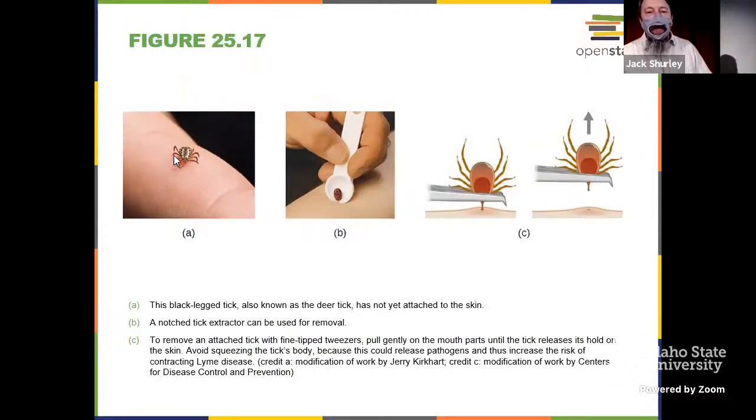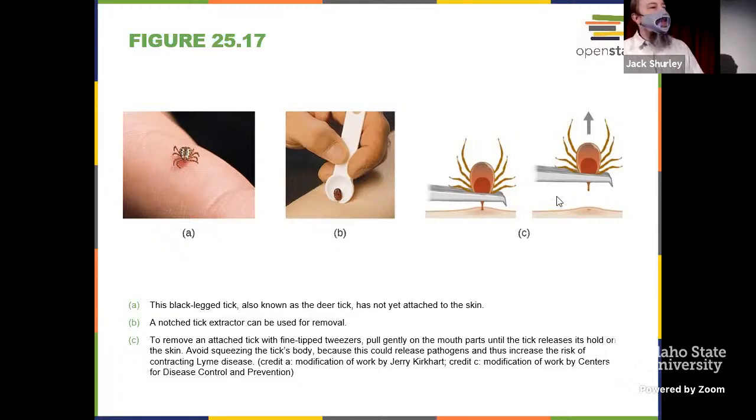So here's a tick, an adult tick, and then it's almost like a little spoon. It's a tick extractor. I'm sure every one of us carries one around in our pocket. You have this to help remove the tick. It's got a little notch in there, so you put it in around the mouth part, and then pull up. You can also use some forceps.